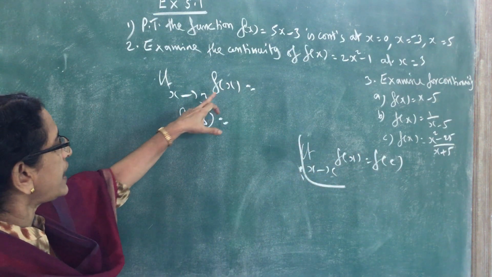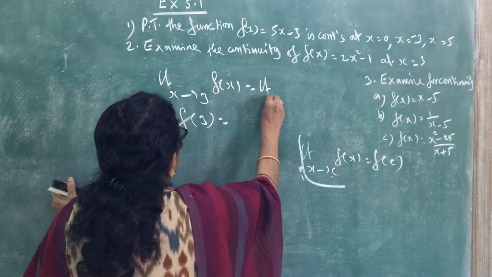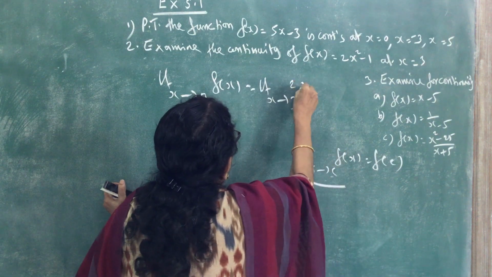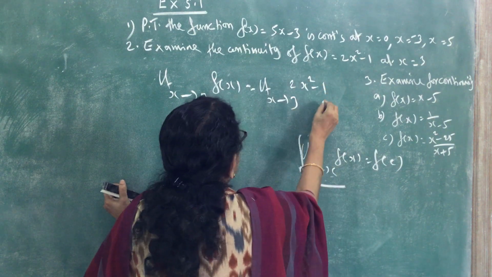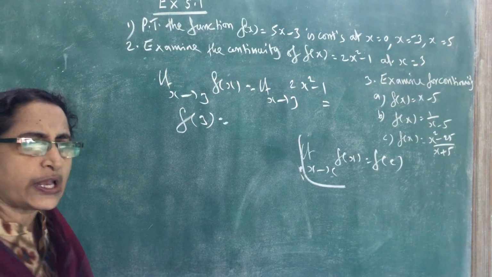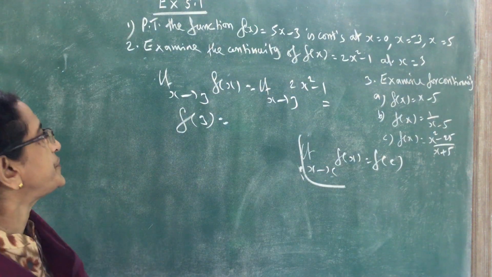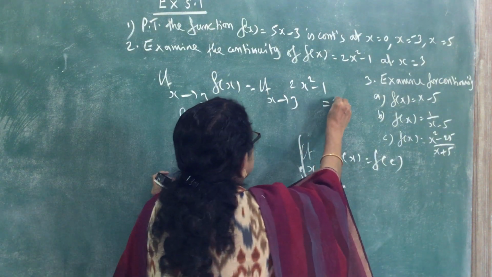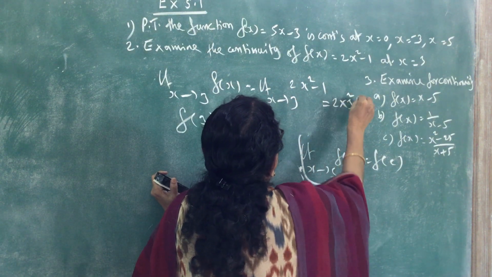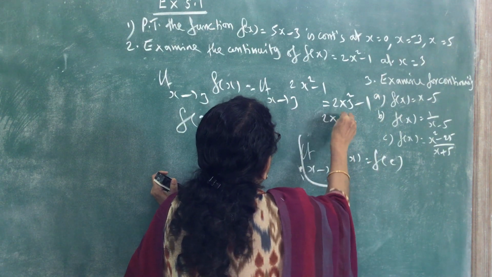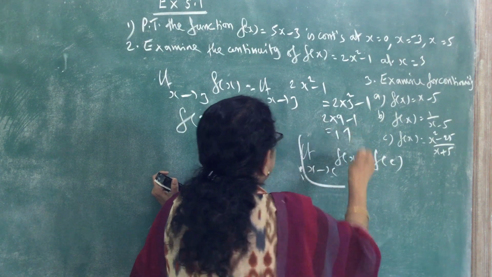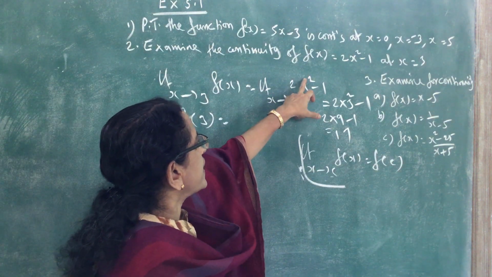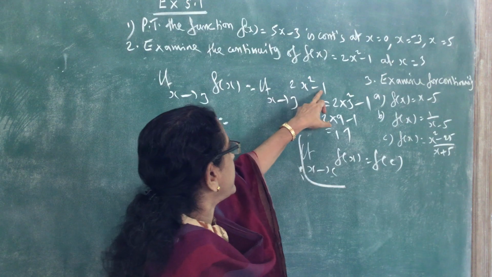Limit x tends to 3, f of x is equal to limit x tends to 3 of, what is the function f of x? 2x square minus 1. We have to evaluate the limit. To evaluate the limit, we substitute x equal to 3 in the place of x. So 2 into 3 square minus 1. That is 2 into 9 minus 1, that is 18 minus 1, that is 17.